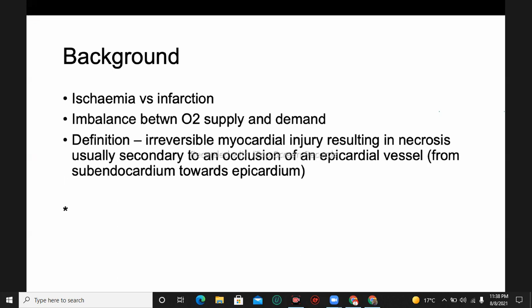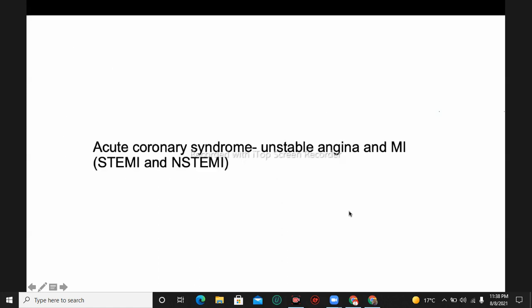There's the right, then there's the left main stem, which will branch into two. There's a circumflex artery, and then there's also the left anterior descending, and those also have got their own branches. So when there's a blockage in any one of those, then you can get an acute coronary syndrome. So as I mentioned, when you talk about acute coronary syndromes, it involves unstable angina. And we're going to talk about the distinction when you're taking your history and myocardial infarction, which could be ST elevation myocardial infarction or STEMI or non-ST elevation myocardial infarction, which we call an NSTEMI.